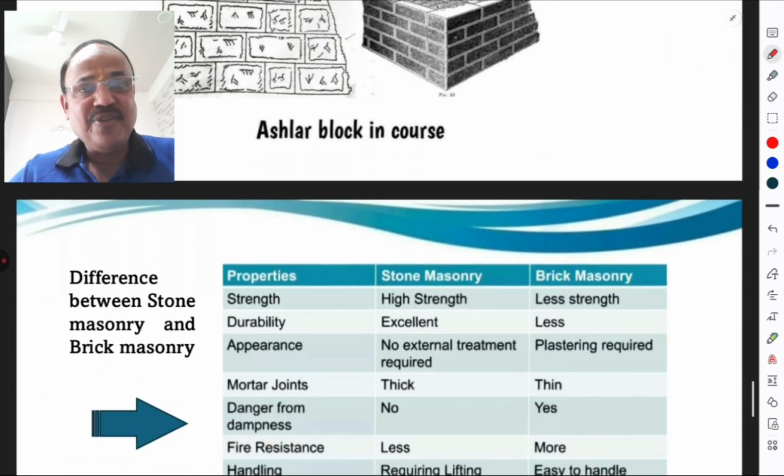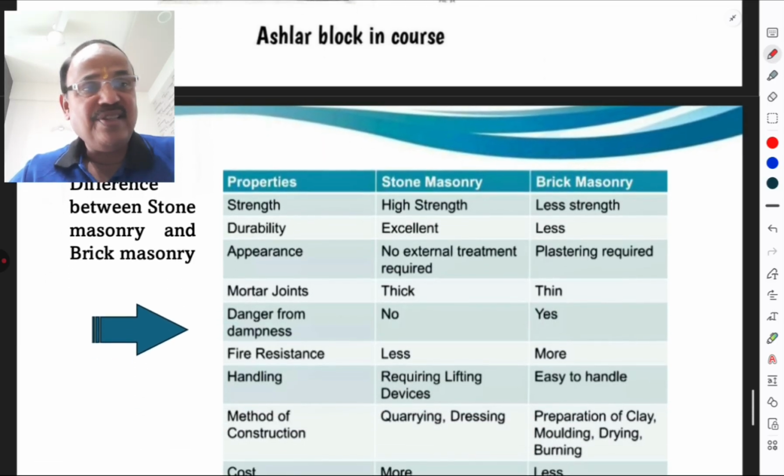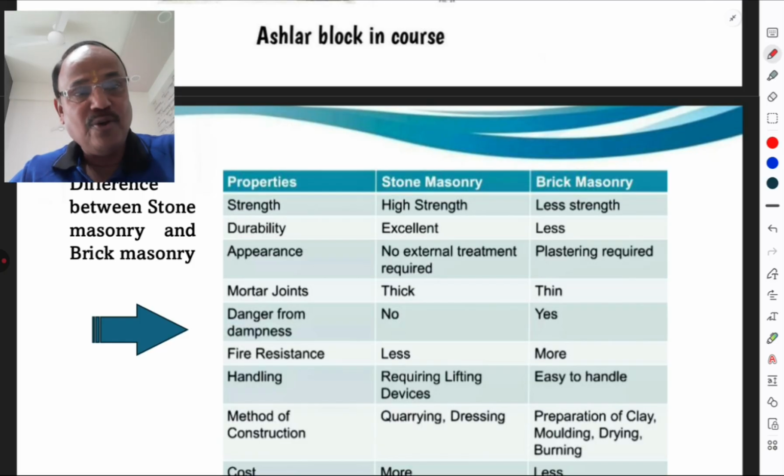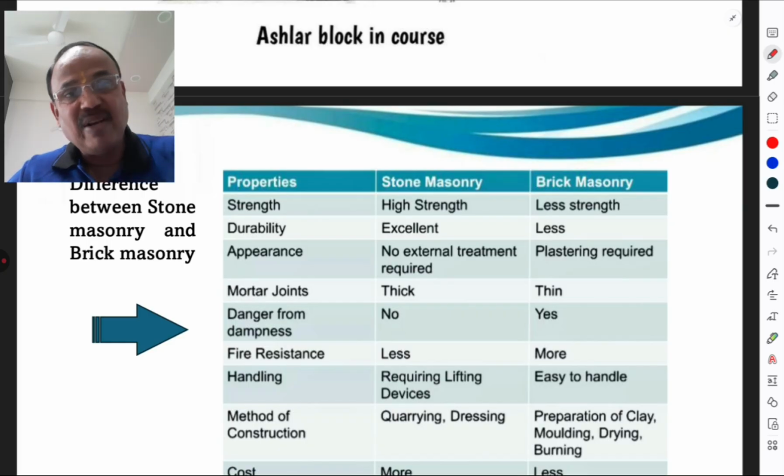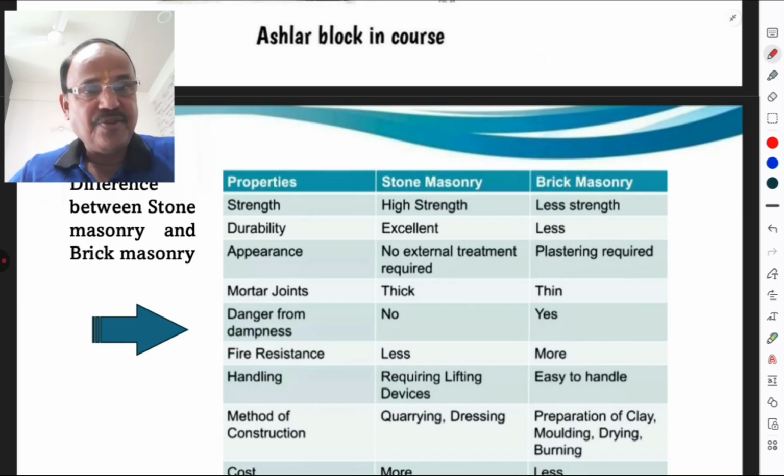Then we are going to discuss the difference between stone masonry and brick masonry. What is the strength? Stone masonry has high strength, brick masonry comparatively less strength. Durability: stone masonry is very durable, resistance to the weathering action is good. Brick masonry is less. Appearance: no external treatment is required for the stone masonry, but for brick masonry plastering is required. Mortar joints: for stone masonry they are thick, for brick masonry they are thin.